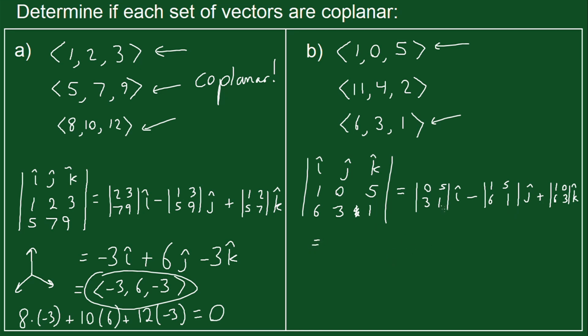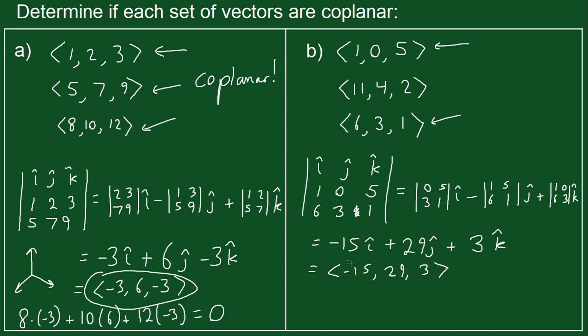0 times 1 is 0. 5 times 3 is 15, so 0 minus 15 will be negative 15i. 1 times 1 is 1. 5 times 6 is 30. 1 minus 30 is negative 29, but it's minus negative 29, so it'll be plus 29j. And then over here we have 1 times 3 is 3. 0 times 6 is 0. 3 minus 0 is 3, so 3k. In other words, we have the vector negative 15, 29, 3.